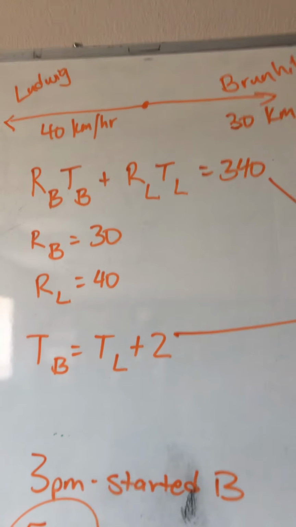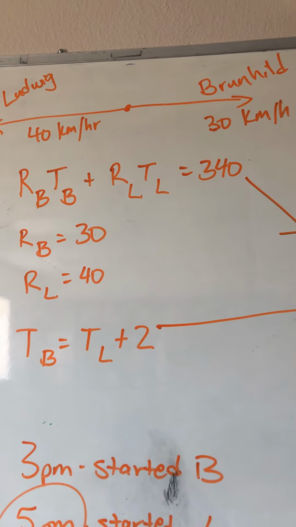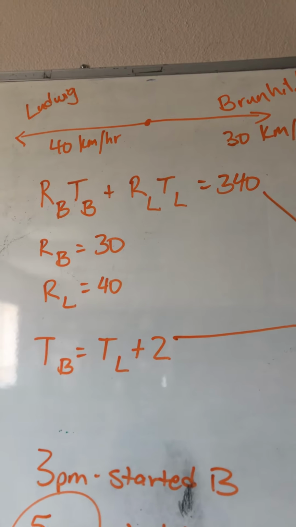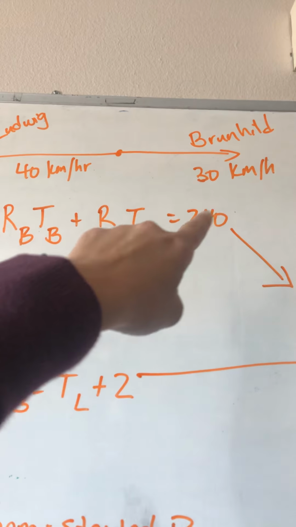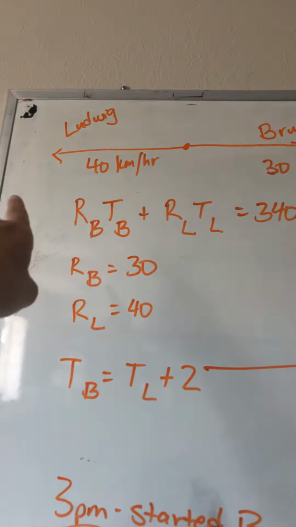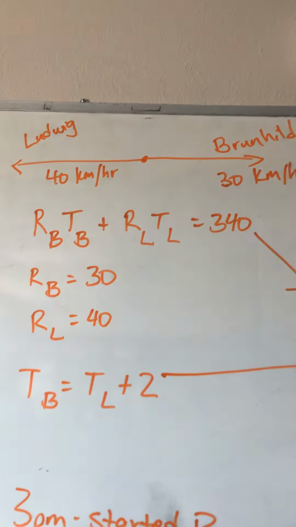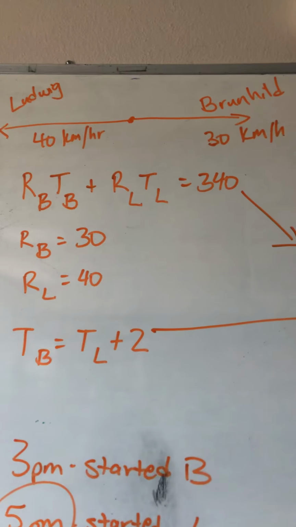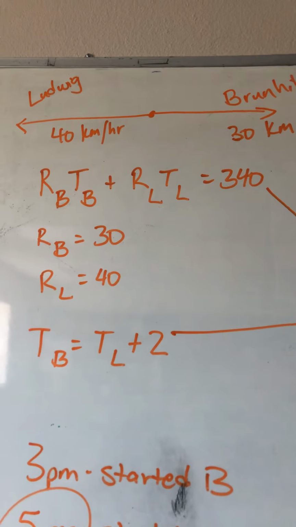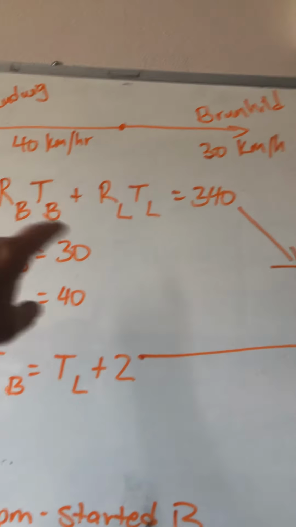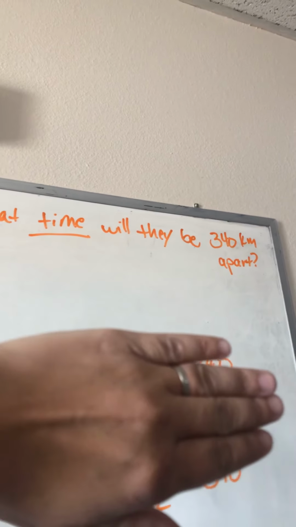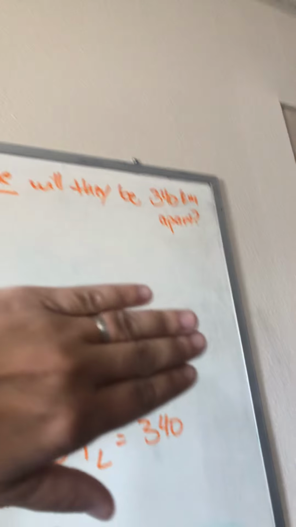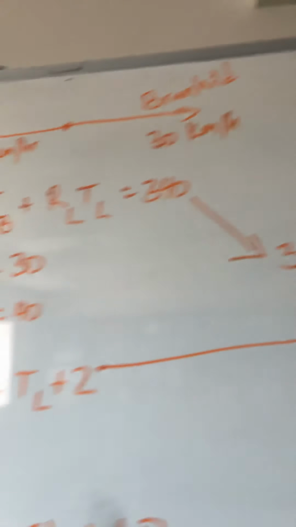So the way that we start that problem is by drawing our diagram here, where we see they both start in the middle. You've got Brunhild heading north at 30 kilometers per hour and Ludwig heading south at 40 kilometers per hour. The time that they left will come in later. We don't need to think about that right now. First, we want to talk about distance, or they're asking for the distance. What time will they be 340 kilometers apart? So distance is 340 kilometers apart. That's what we're about to focus on.